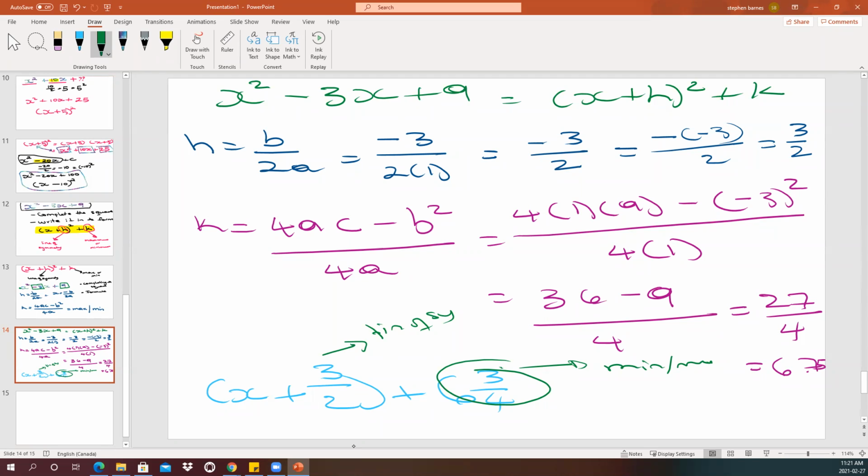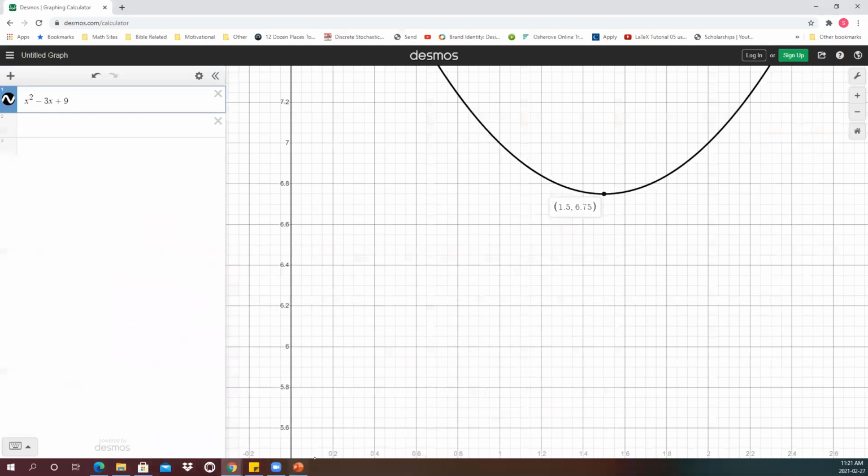Follow? See, 6 3/4, which is 6.75, and on the graph it's 6.75. See that?